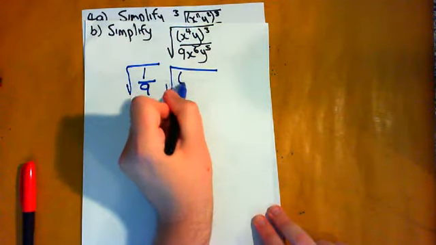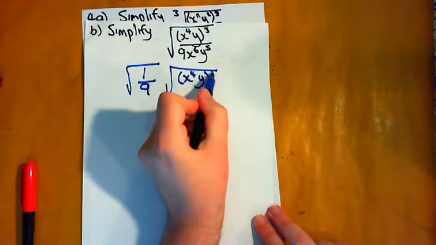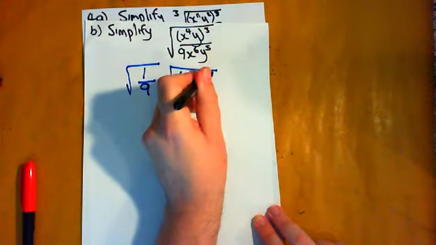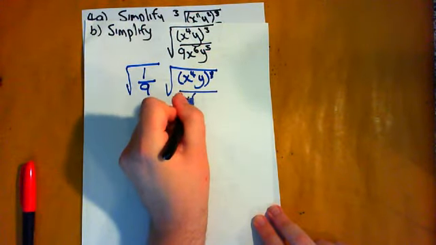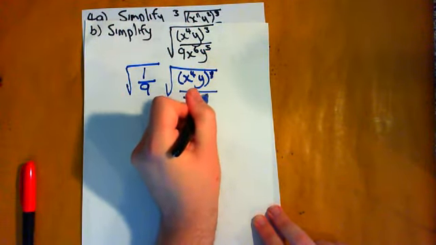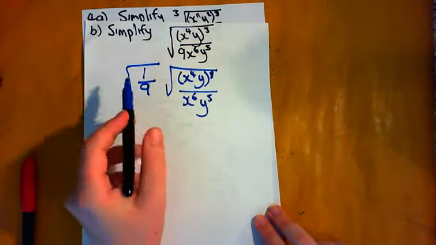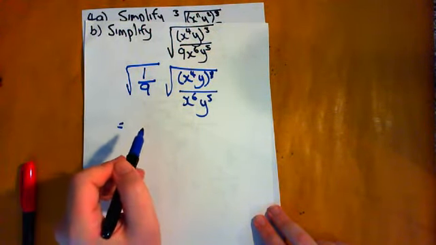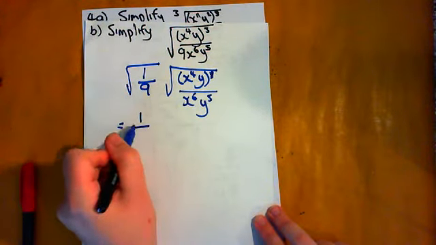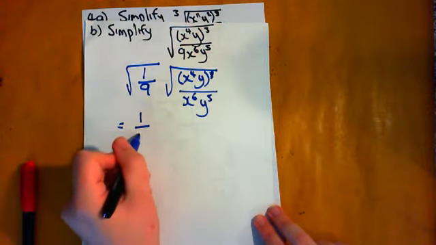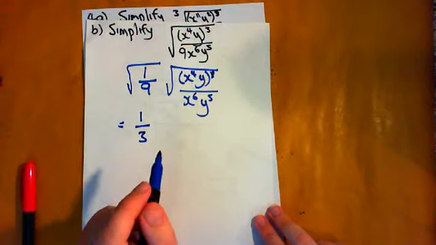And we've got the remainder under the second square root. So we've got x to the 4 y cubed over what's left on the bottom, which is x to the 6, y to the 5. Now the square root of 1 over 9, so that's going to be the square root of 1, which is 1, over the square root of 9, which is 3. So that's 1/3 as the number out the front.